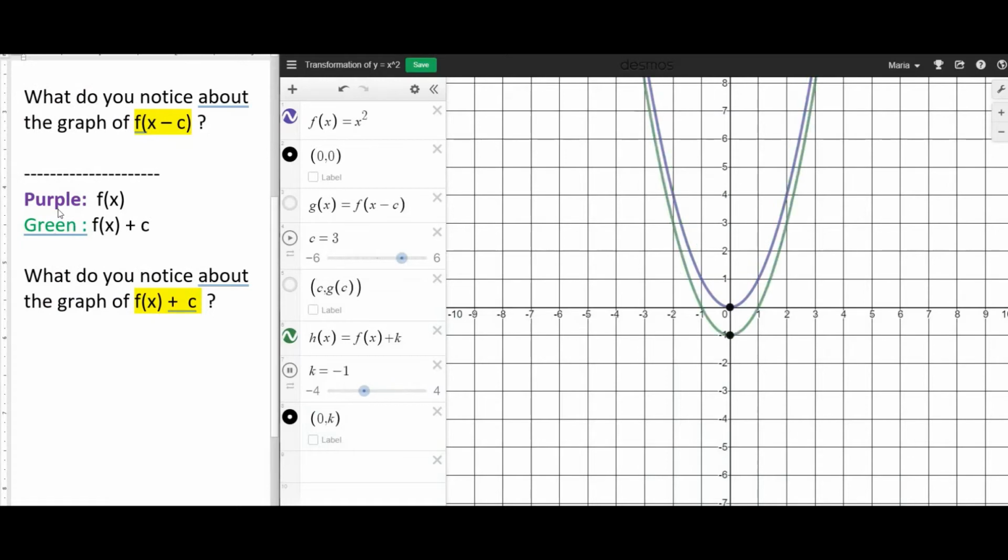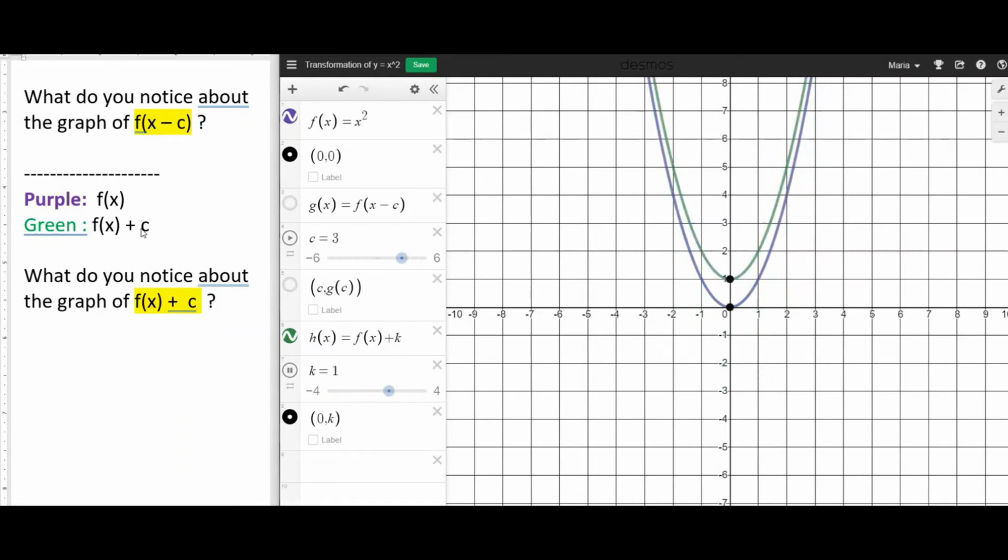The graph of the purple function reads f of x, so that is the graph of our parent function, f of x equals x squared. And the transformation of the graph represents f of x plus c. So that's the one that's in action right now. So the question is, what is going on? In this case, it looks like the graph is shifting up and down.